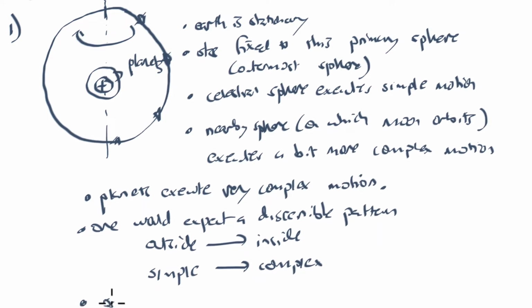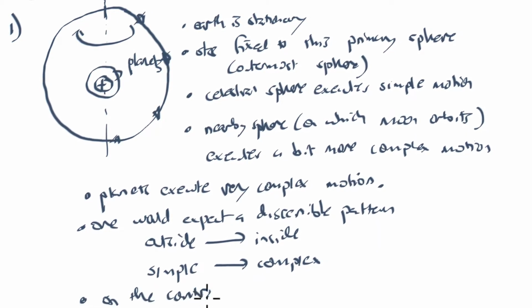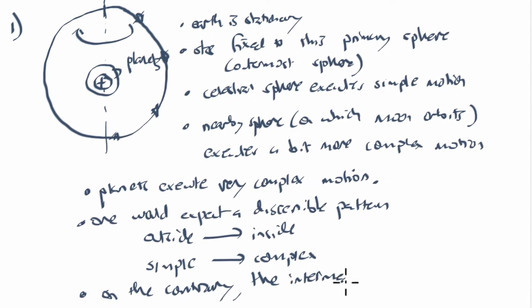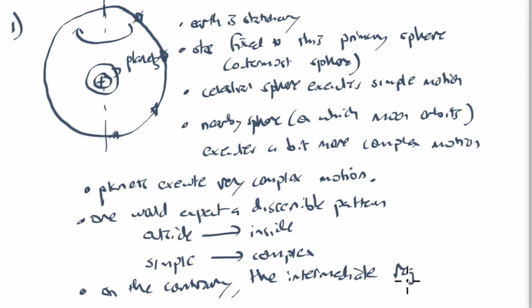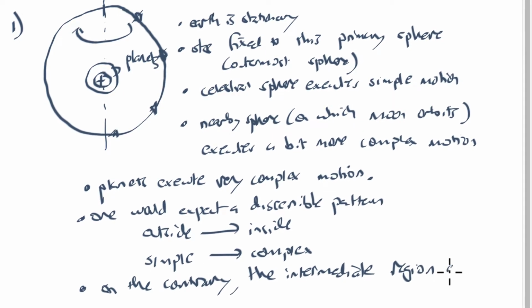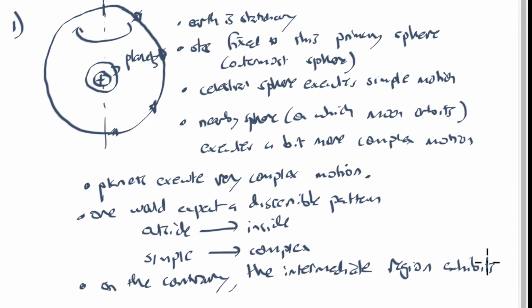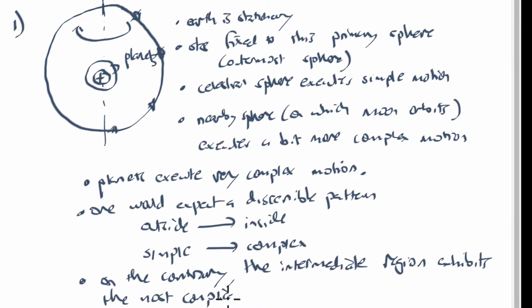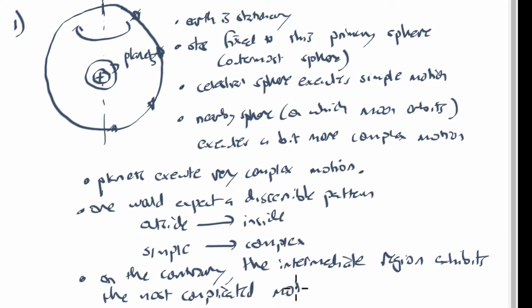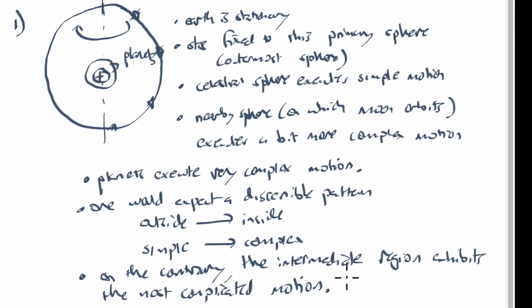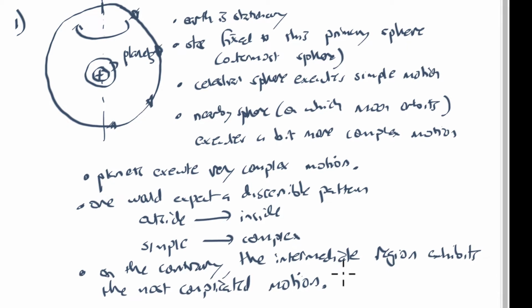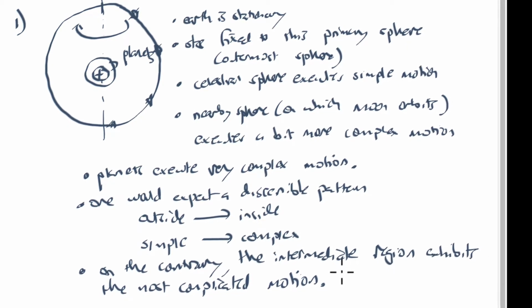So on the contrary, the intermediate region in which the planets are located exhibits the most complicated motion. That is not very nice. Why? Why does this intermediate region exhibit the most complex motion?